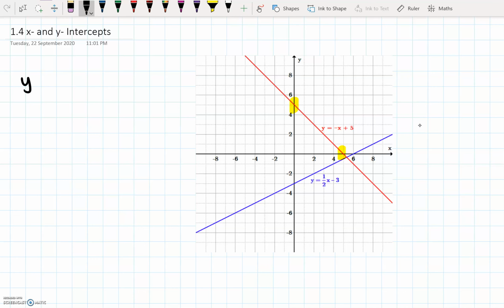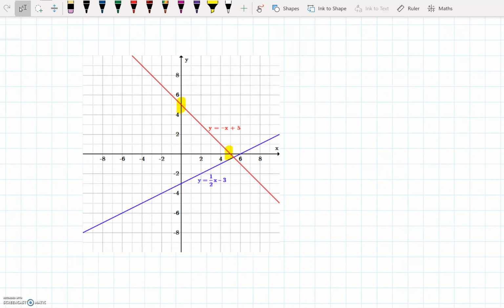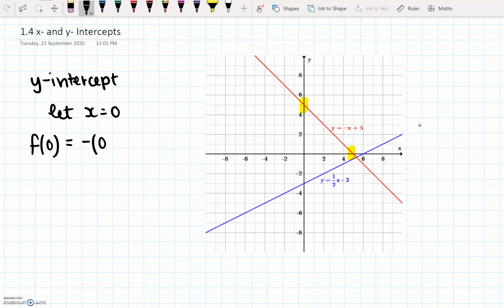To find the y-intercept, what we actually do is we let x equal 0. And now that we're using function notation, that means we would find f(0). In the case of this function, we had y equals minus x plus 5. Remember, we're looking at the red line. So f(0) is minus 0 plus 5, which is simply 5. So for our y-intercept, we have (0, 5).